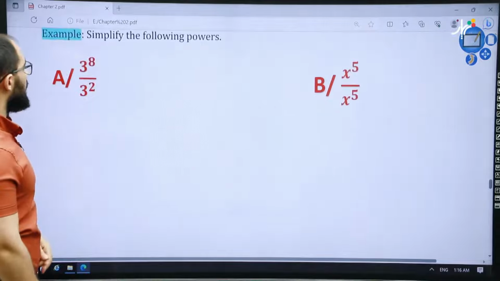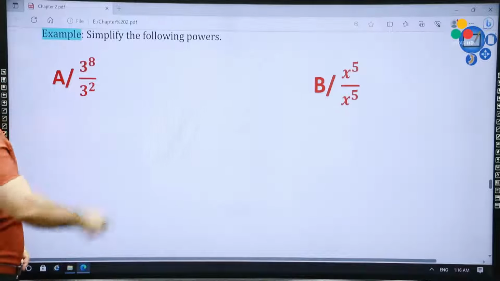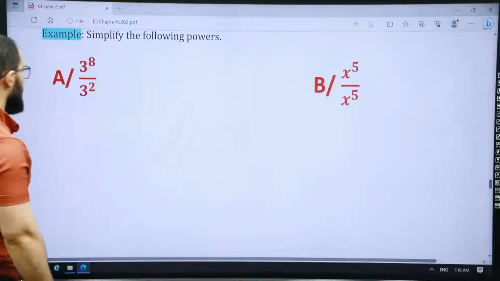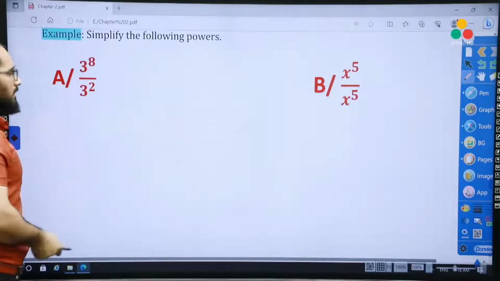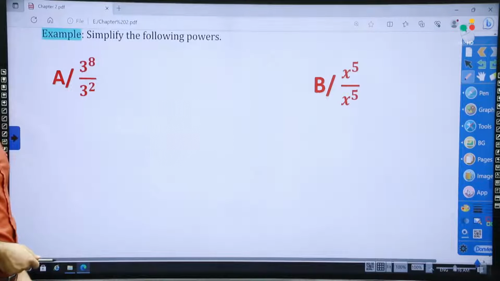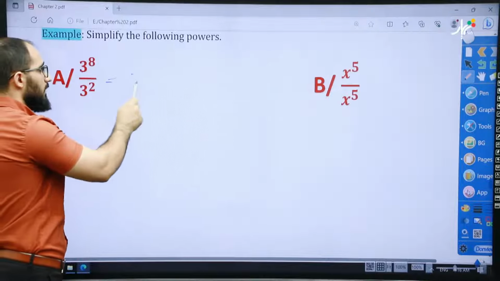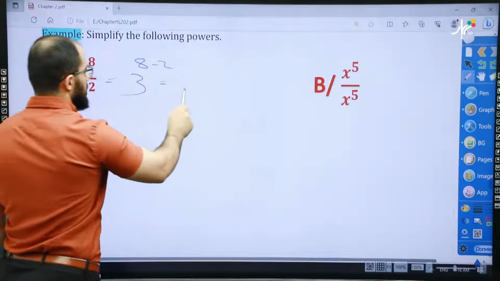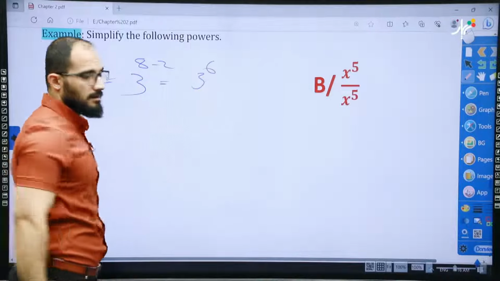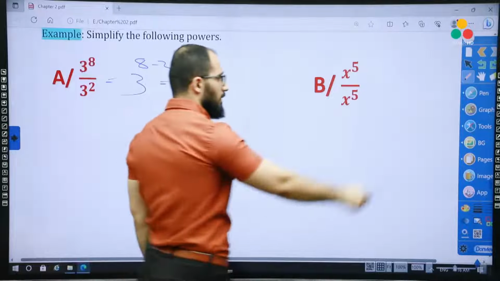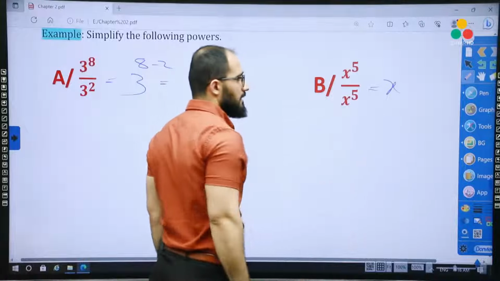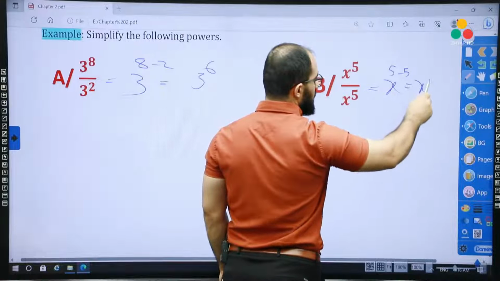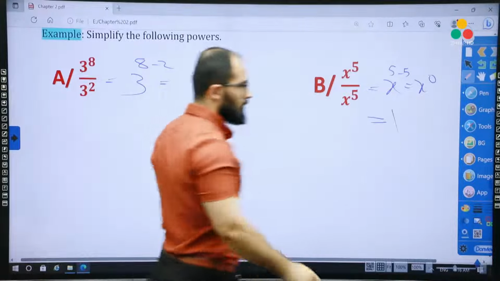Okay, so let's solve the examples. We have to simplify the following powers. The first one, we have 3 power 8 divided by 3 power 2. Because they have the same base, it's going to be 8 minus 2, equal 6. The next one, we have the same base, x and x. 5 minus 5 is equal 0, and it's equal to 1.